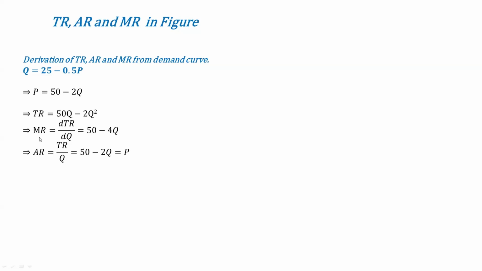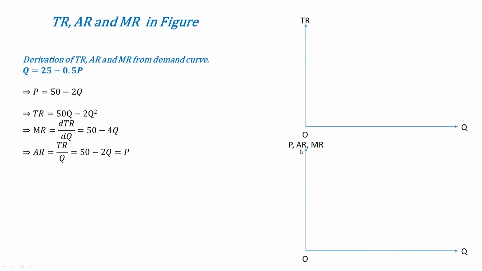We shall use two panels. In the upper panel, we shall show total revenue. And in the lower panel, we shall show average revenue and marginal revenue. As we know, average revenue equals price. In the lower panel, we shall show price as well.